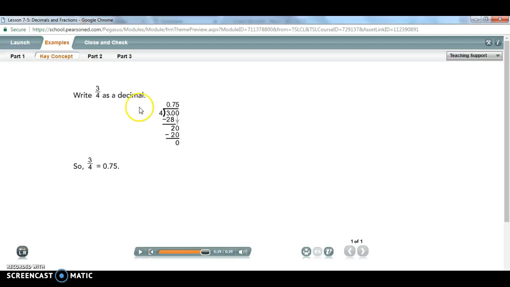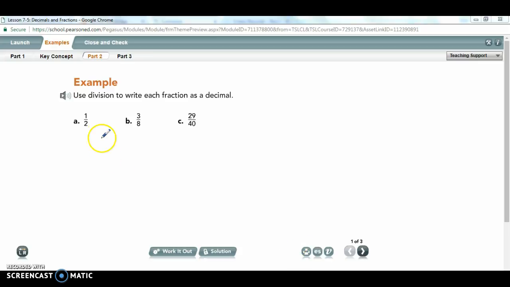So again, we are taking the top number divided by the bottom number, and our answer will be in decimal form. Moving on to part 2, we want to practice what we learned in our key concept. So we're taking top number divided by bottom number.